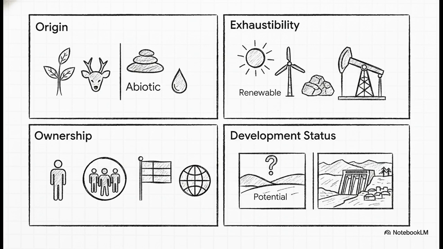First, by their origin. Are they biotic, from living things like us, or are they abiotic, non-living things like rocks? Second, by their exhaustibility. Are they renewable, like solar energy, or non-renewable, like coal? Third, by ownership. Do they belong to an individual, a community, the nation, or the whole world? And fourth, by their status of development. Are they a potential resource that we aren't using yet, or are they a fully developed one? So, as a quick recap, we see that resources can be classified based on origin, exhaustibility, ownership, and status of development.